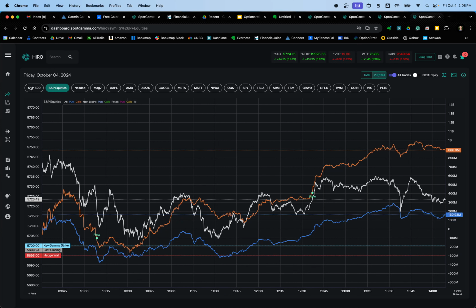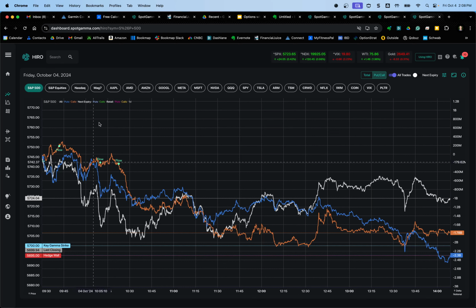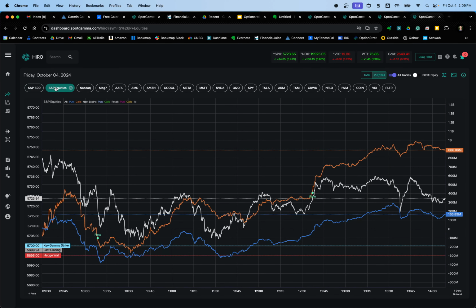Let's check S&P 500. So there were no flow alerts for that reversal higher. So the flow alerts for the move lower came in on the S&P 500 index signal, and then for the move higher on the equity signal.